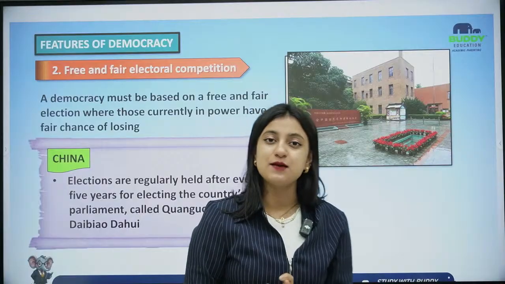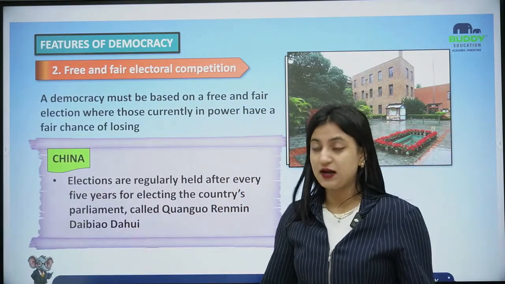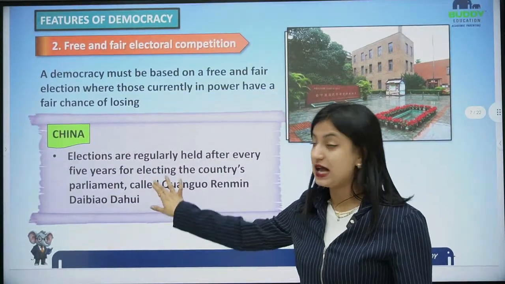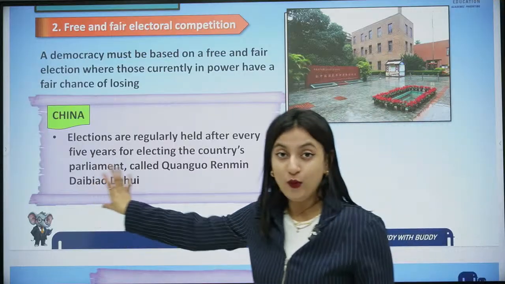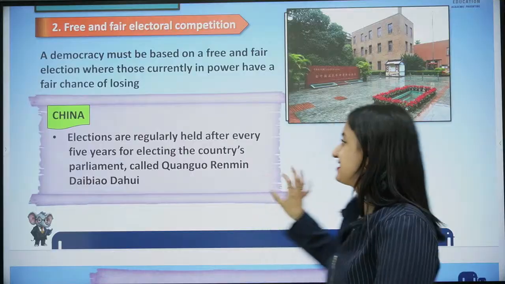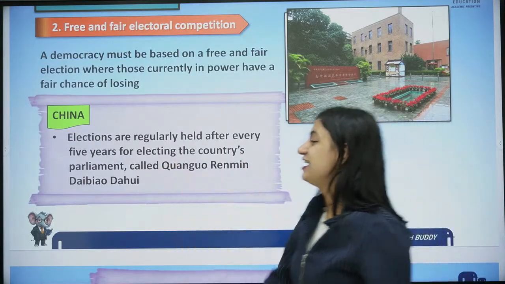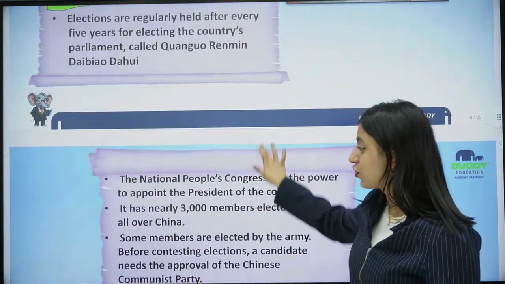In China there's a party, and China has a party called the Communist Party. Alright, in the Chinese language it's called Kuangguo Remen Diabo Dawi. You don't have to remember this. I can't remember this. Okay, alright. Elections are held every 5 years. In every 5 years there are elections. Got it? Understood the story.